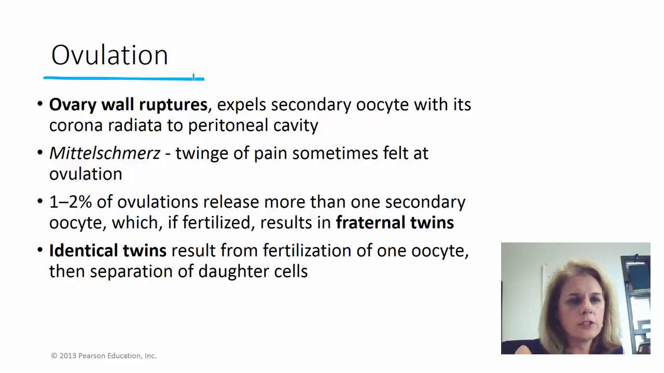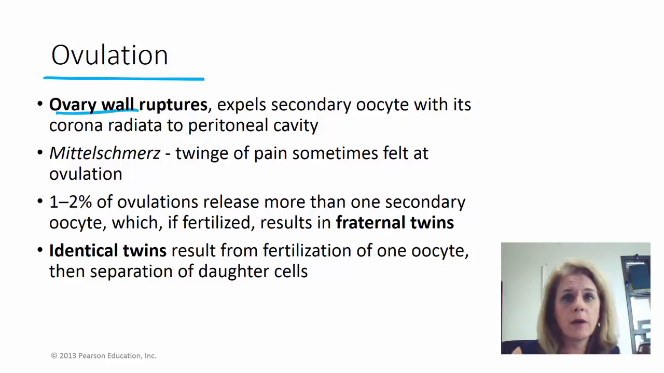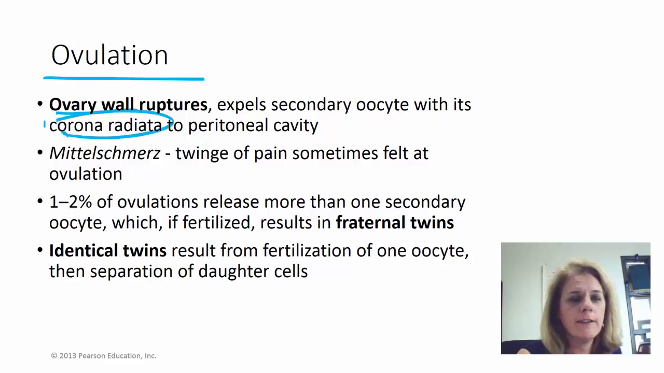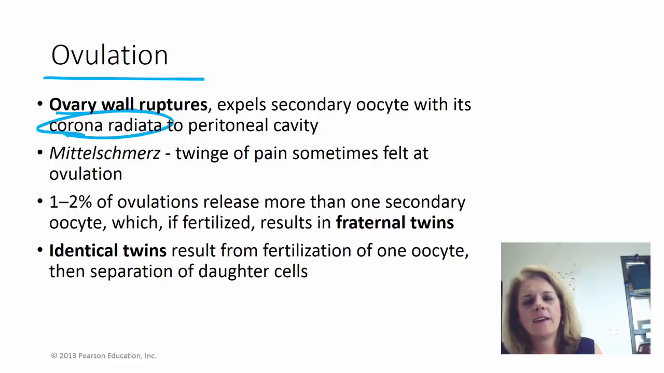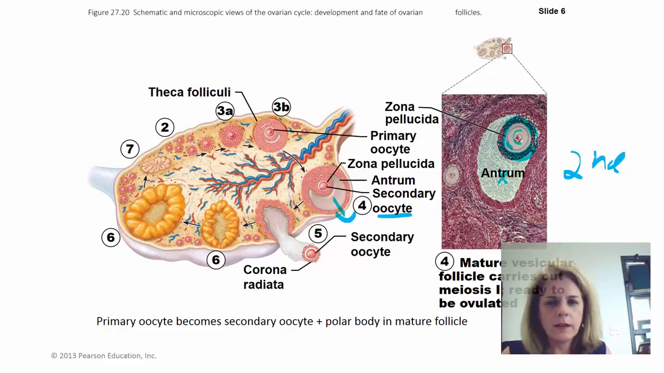We have ovulation, which is when the ovarian wall ruptures. So literally, it's like popping a zit. It pops out of the ovary and expels that secondary oocyte with its corona radiata. Think of that as kind of like a shell around the egg, and into the peritoneal cavity, hoping. So here's the ovary. Here's the uterine tube with the fimbriae, trying to grab those eggs.